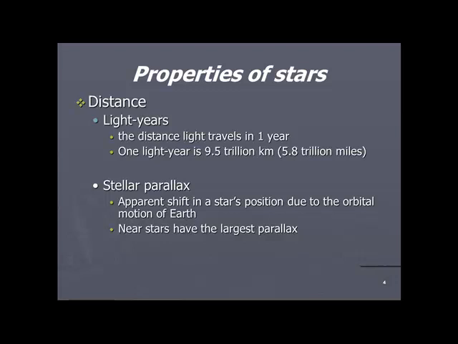The other thing that happens with the distance of a star is what we talked about the other day, which was the stellar parallax. The stellar parallax is the apparent shift in a star's position due to the orbital motion of Earth. Stars that are near Earth have a larger parallax. As they get further away, they don't appear to shift. It's due to the angle that they are as compared to the angle that you're looking from.